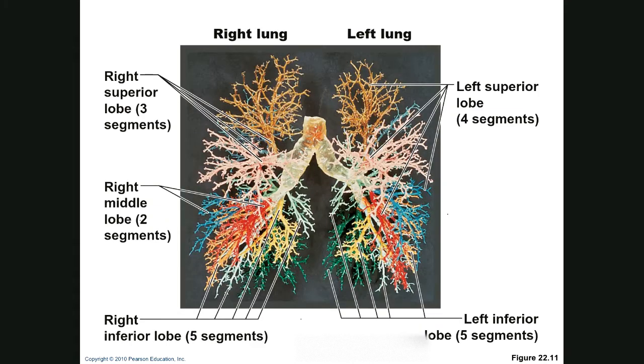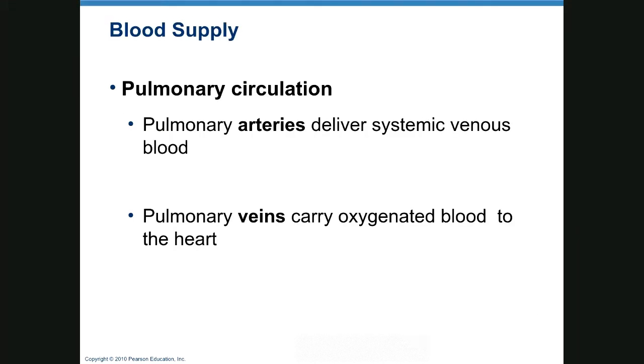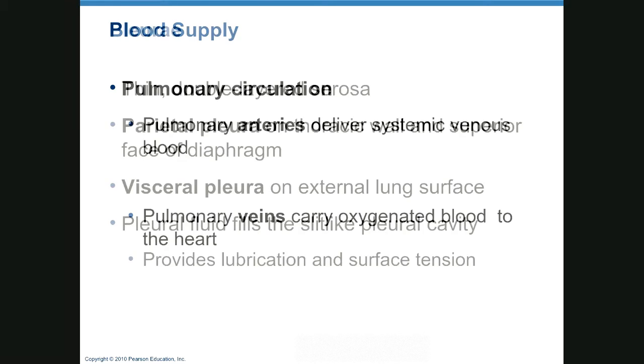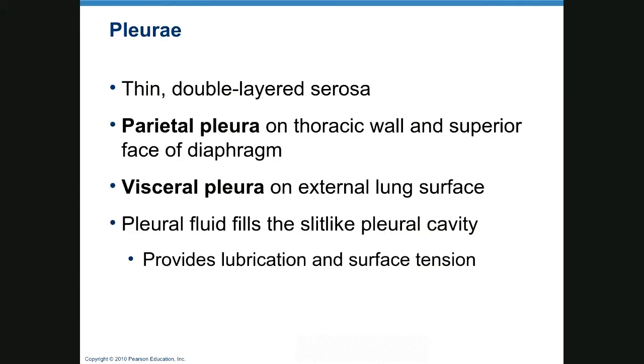Okay, this is a cast made out of a bronchial tree, and it gives you an idea, if you remove the alveoli, what would be left of your lungs. Pulmonary circulation: pulmonary arteries deliver systemic venous blood that comes from the right ventricle, and then pulmonary veins take oxygenated blood to the left atrium. The pleura is a double layer serosa.